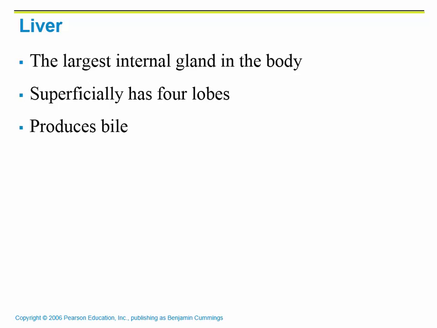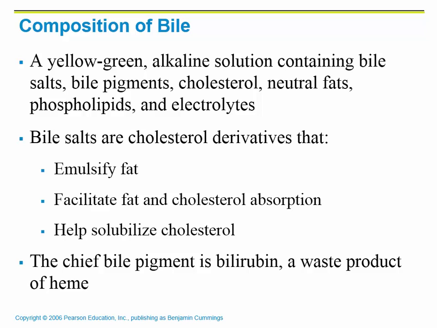So it's the largest internal gland. It has 4 lobes, and you guys will be able to see these. And its digestive system function is to produce bile. And bile has a very unique composition. So first of all, it's kind of a yellowish green alkaline solution. And the digestive system portion of bile is the bile salts. That's what the bile salts are going to start to break down stuff. But it has a lot of other things that are in it, as you guys can see.